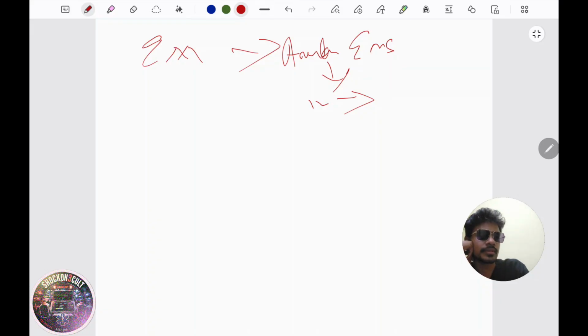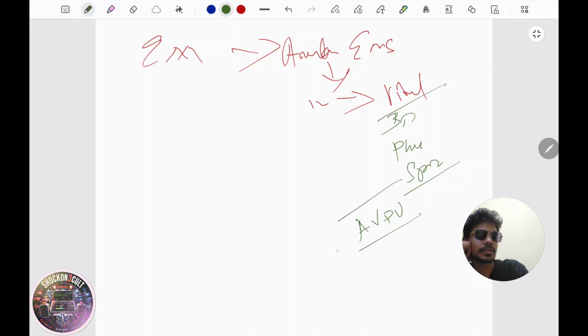What will they tell? First, vitals. What will be in those vitals? BP, pulse, SpO2. These three things they will tell, and one more thing they will tell is the AVPU scale.